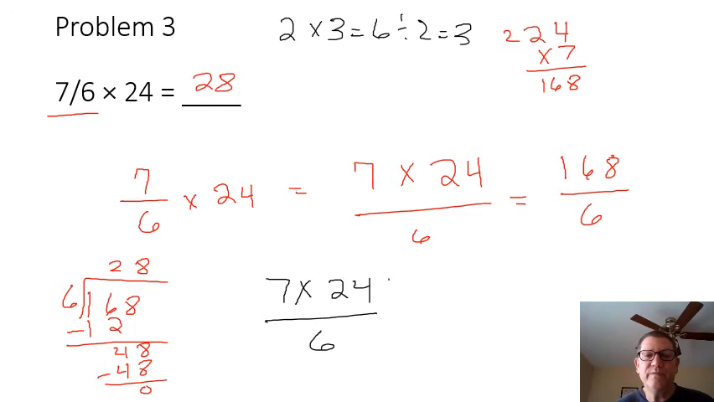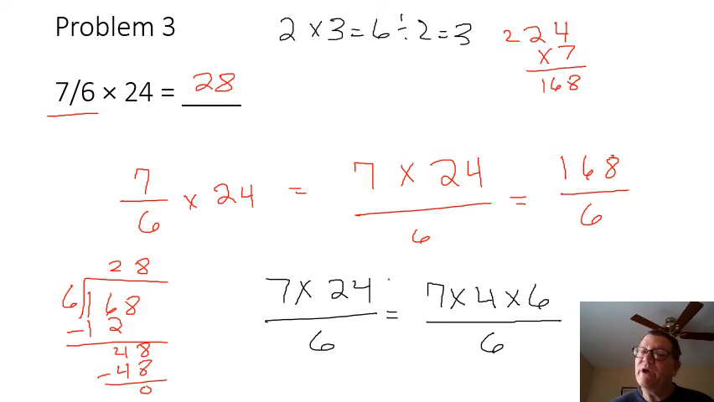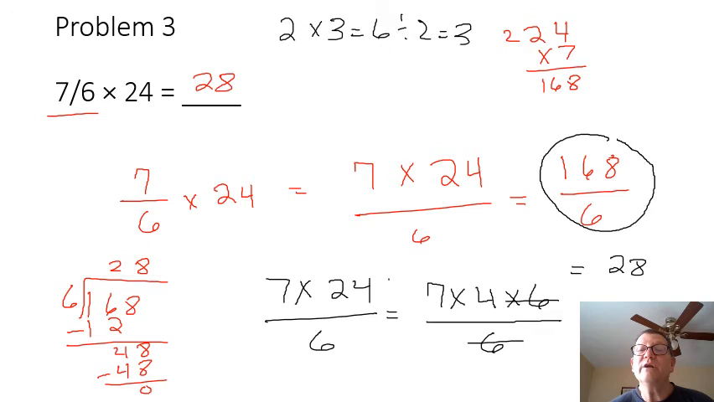So let's look down below here. If I was to decode this, it would actually be 7 times, if I decoded 24, that would actually be 4 times 6. And I've got a 6 underneath. Oh, look at that. I'm multiplying and dividing by 6. So if I take both of them out, I end up with 7 times 4, which equals 28. Wow. Look at that. Same answer. And I didn't have to deal with a large number like this.